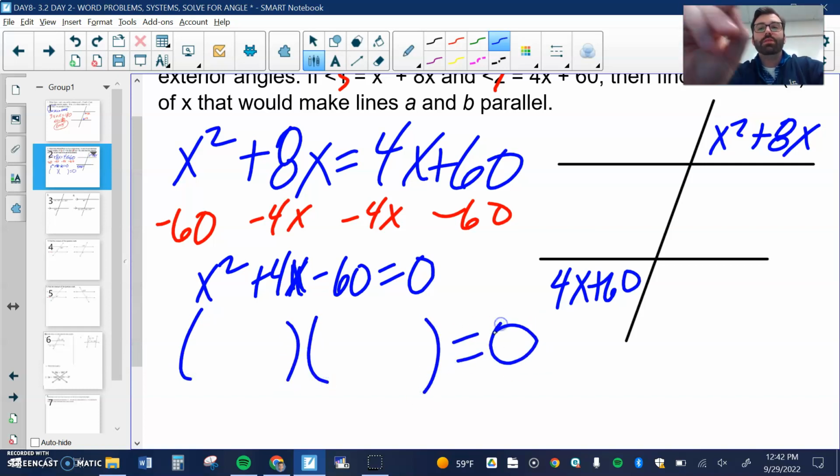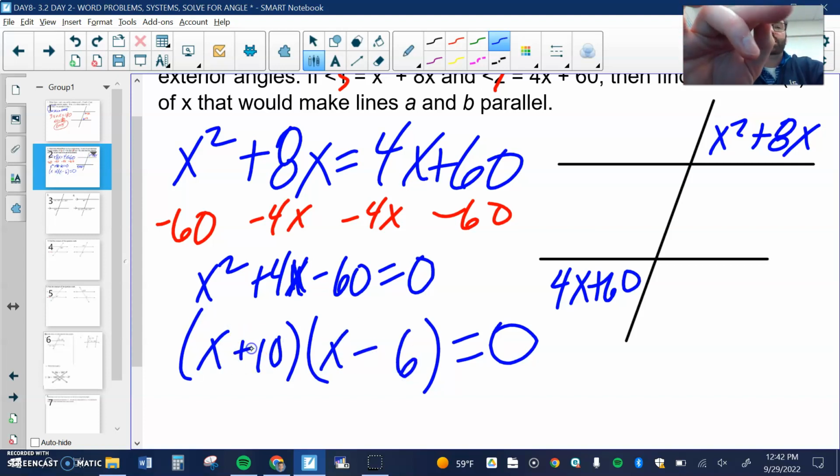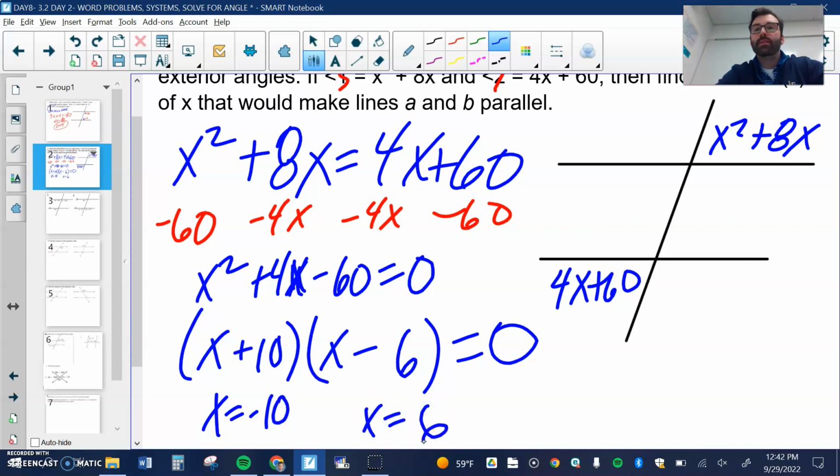There are these nice, beautiful factors of 60 called 10 and 6. Negative 6, positive 10. So x equals negative 10. x equals positive 6. All right. If I plug them in, which one works? Well, let's try that out. We got to figure out which one works.